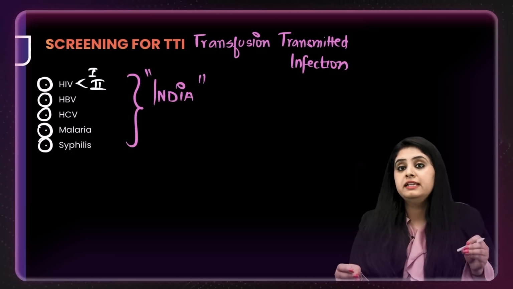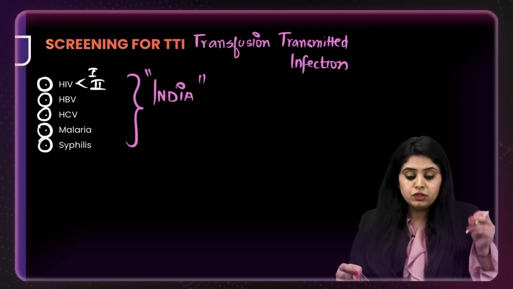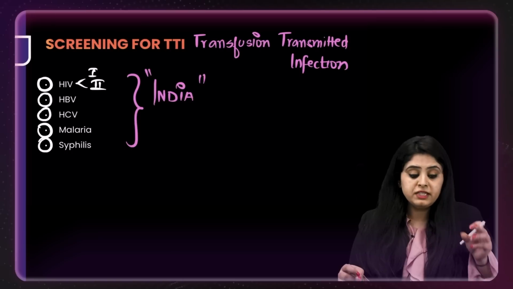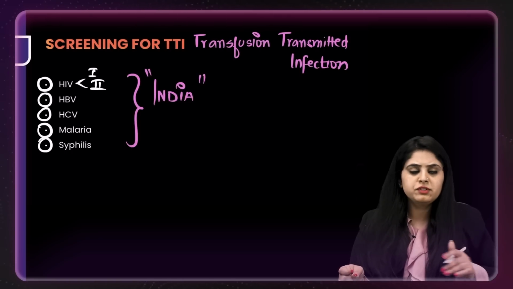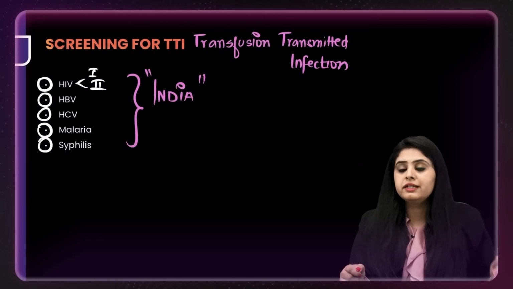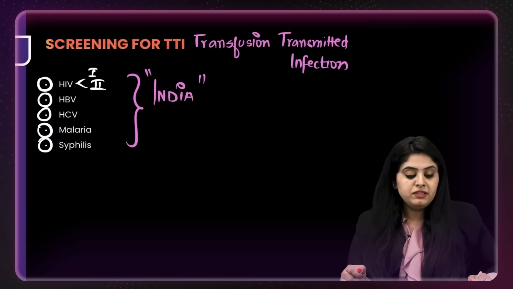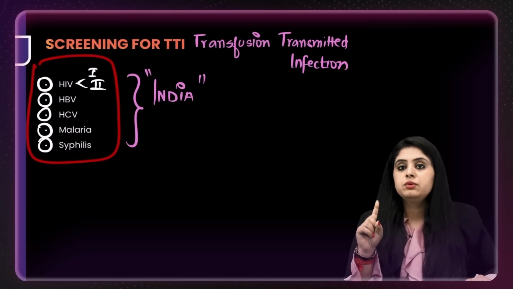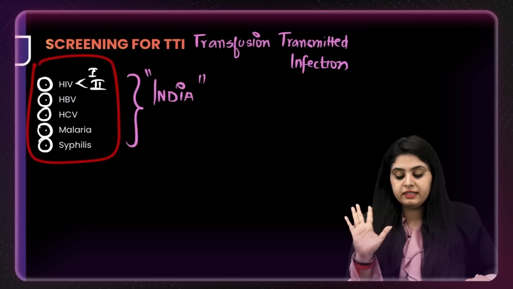Not doing them is a legal offense. It is a crime. Not testing a donor and giving someone blood without testing for these 5 accounts for a medical legal case. It is negligence. So please remember, HIV 1 and 2, hepatitis B and C, malaria, syphilis.